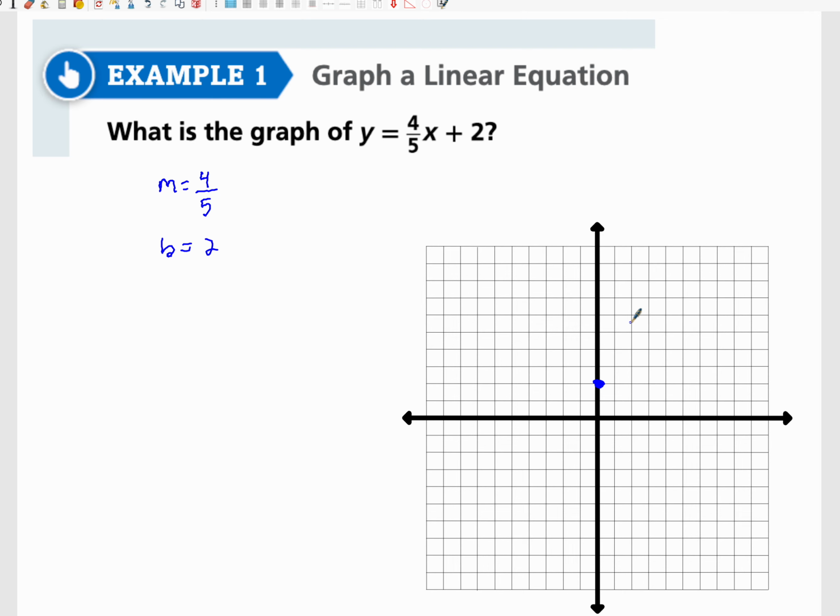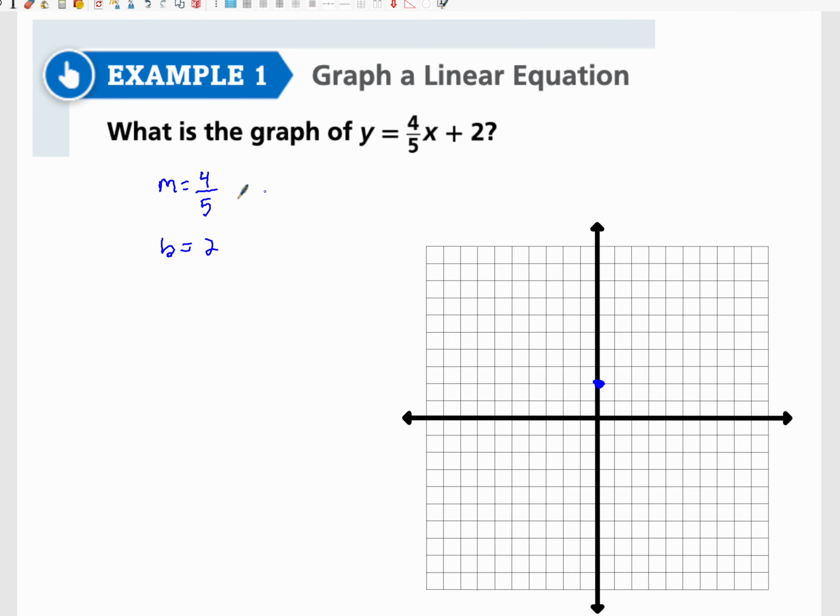Can you count to 2? Yes, I can. Start at the origin, and if it's positive, we go up. If it's negative, we go down. Okay? So the y-intercept is up 2. So there's a point right there. The line has to go through that point.